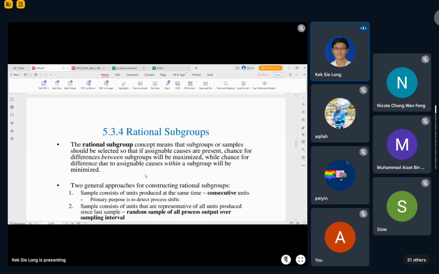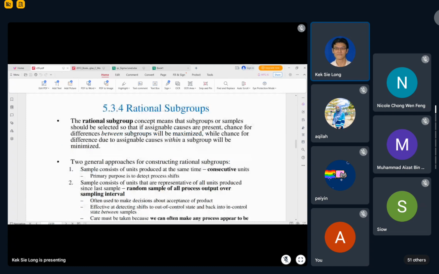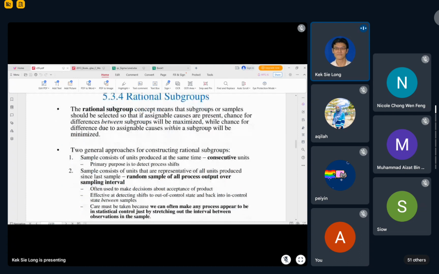So this is for rational subgroup. Two general approaches for constructing rational subgroups. First, the sample consists of units produced at the same time, consecutive units, whose primary purpose is to detect process shift. Second, the sample consists of units that are representative of all units produced since the last sample, a random sample of all process output over the sampling interval.